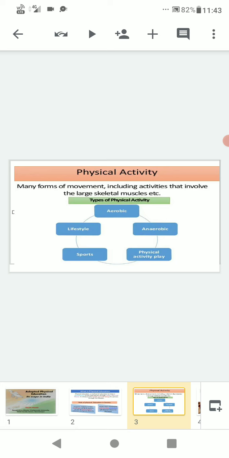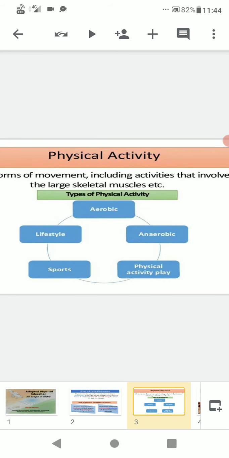Then, physical activity. Many forms of movement, including activities that involve the large skeletal muscles. So, types of physical activities are aerobic, anaerobic, physical activity, play, sports, lifestyle.